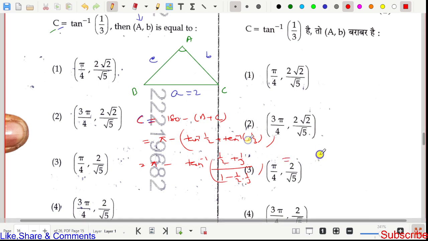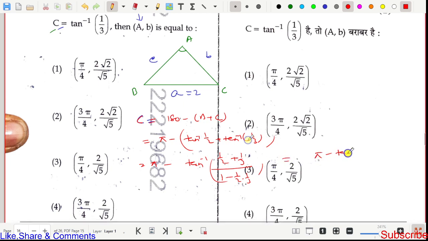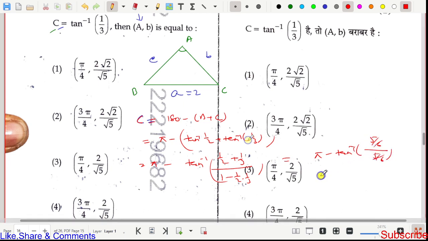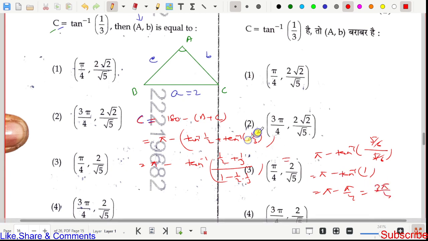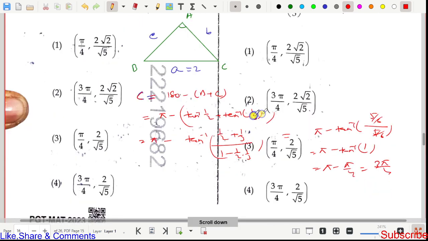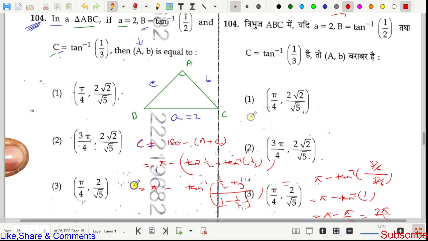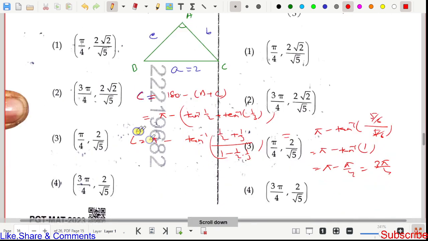Now simplify it. So pi minus tan inverse, it will be 5 by 6 in the numerator and 5 by 6 in the denominator also. That means tan inverse 1. So pi minus tan inverse 1, that means pi minus pi by 4, that means 3 pi by 4. So the value of capital A we got, capital C we got 3 pi by 4, and this option also has 3 pi by 4.